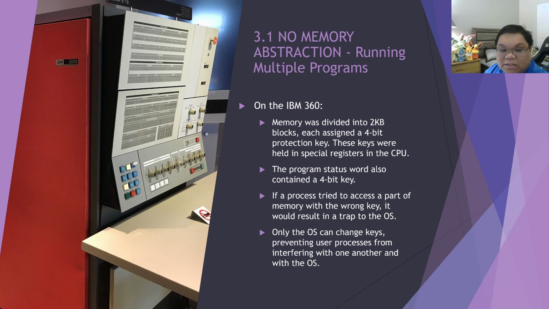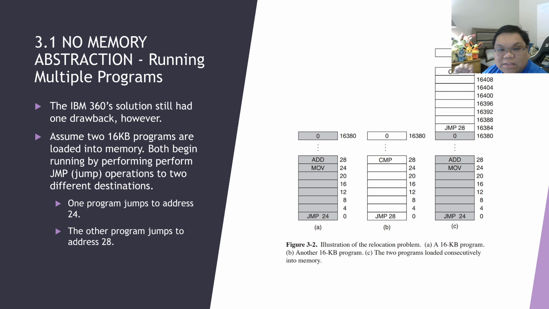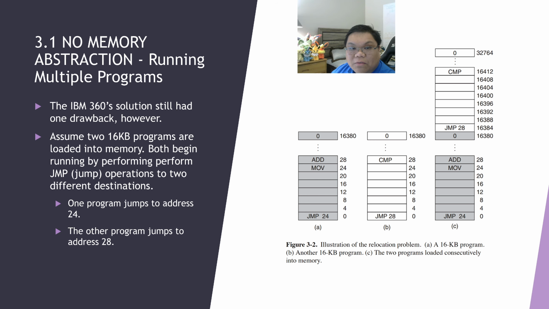And only the OS can change keys. Not only does this prevent processes from accessing other processes' memory, but it also prevents processes from messing with the memory allocated to the operating system. There is a drawback to this, and that is programmers who would write programs for these machines were working with physical memory. So when I say jump 24, that means jump to physical address 24. If I say jump 28, that means jump to physical address 28.